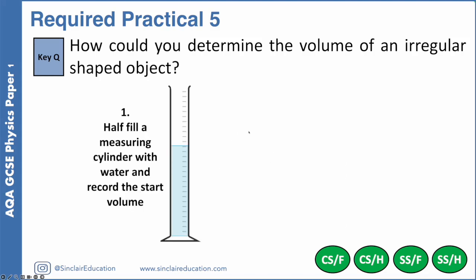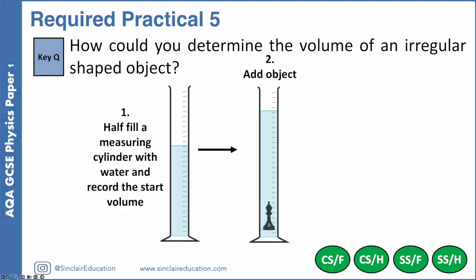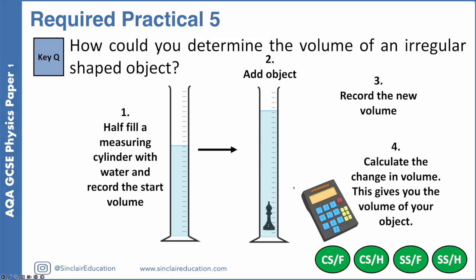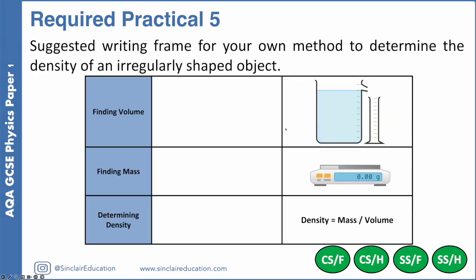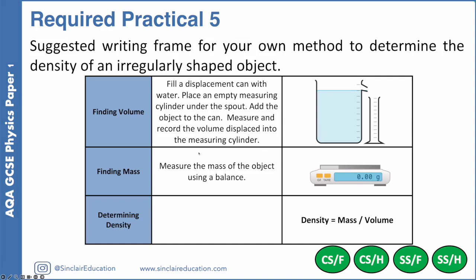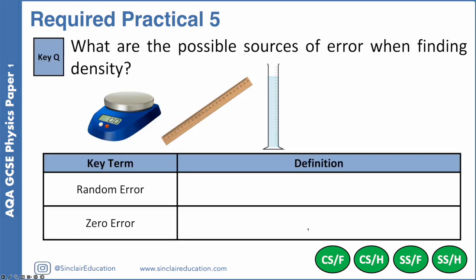Your alternative method is you can half fill a measuring cylinder with water, record the start volume, add your object, measure a new volume, and find the difference between the two. Both of these will give you your volume. Once you know that, you know your mass, you know your volume, you can find density. Remember, for the mass, the extra bit of detail that you can give is to suggest that we weigh it first before adding it into any water, because when it comes out wet, it'll be a little bit heavier than it should otherwise be. We'll use those values to find our density overall.